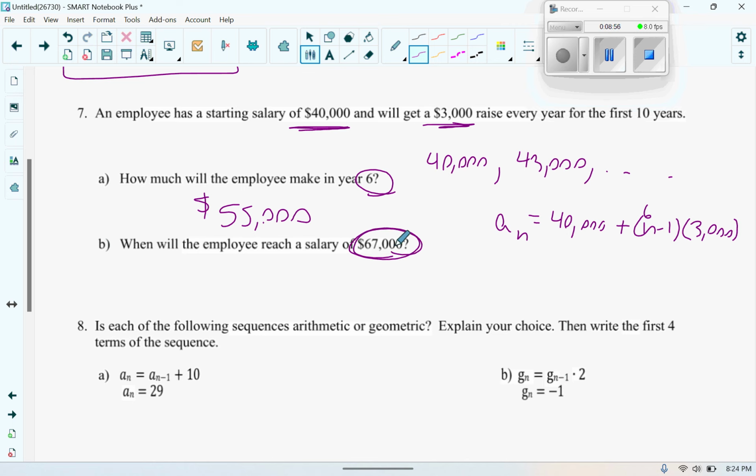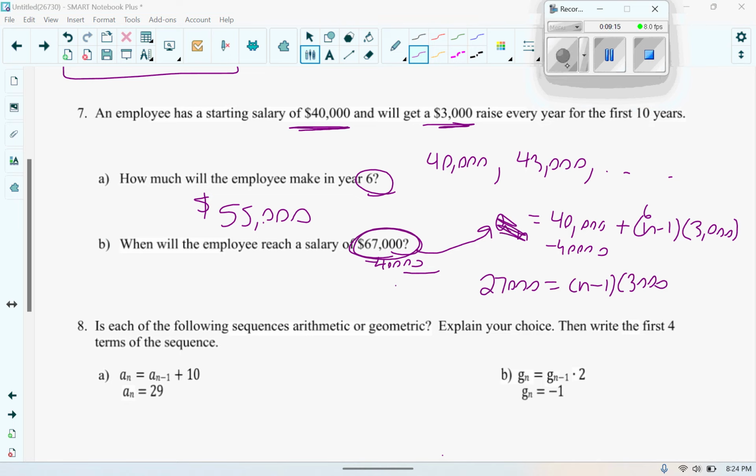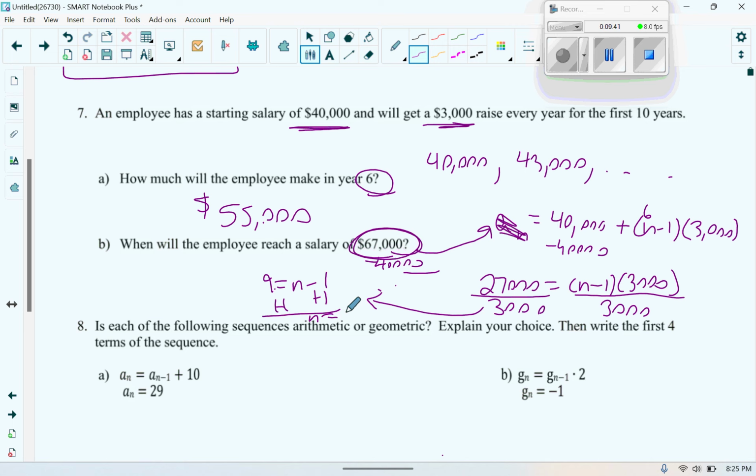Okay, for this one, remember, money usually is y, so we're going to plug this in here and set it equal to that. The way I do this is the first thing I'm going to do is subtract that 40,000 from both sides. And I get 27,000 is equal to n minus 1 times 3,000. So the next thing I would do, you could distribute this 3,000, but I'm just going to divide it out. So when I divide that out, I get 9 is equal to n minus 1, and then I'm going to add 1. So n is equal to 10. So that means in year 10, that's when he'll make the 67,000.